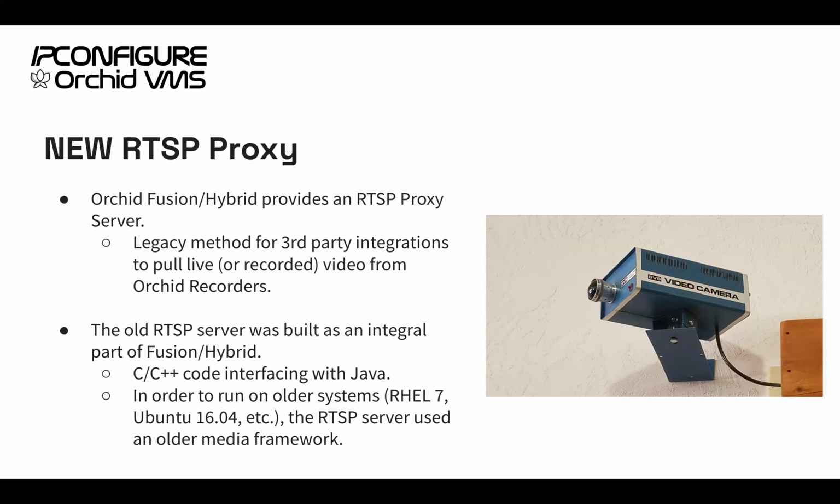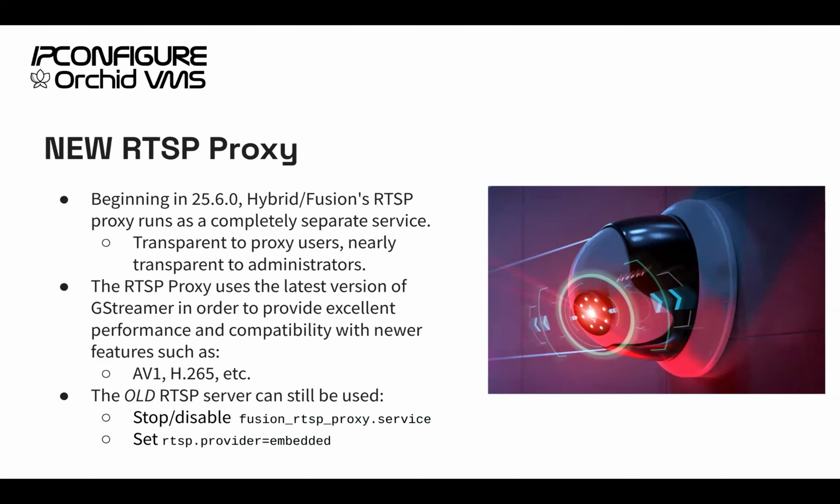In order to bundle that RTSP server into Fusion itself, we were restricted to using some older streaming media frameworks that restricted the performance and the compatibility of the RTSP server, and also meant that it only worked with H.264 video. Orchid supports H.265 and AV1 and other codecs. So beginning in 25.6, we now have a new RTSP proxy, runs as a separate service, and it uses the latest version of GStreamer, an open source streaming media framework, and it provides excellent performance and compatibility with newer features such as AV1 and H.265.